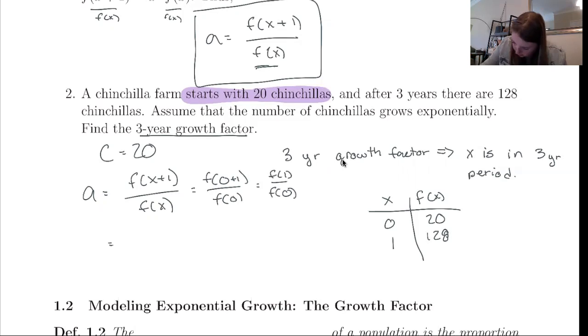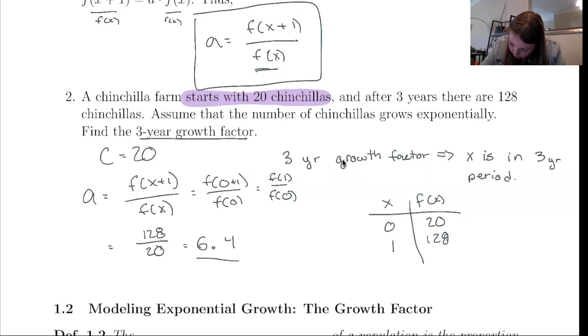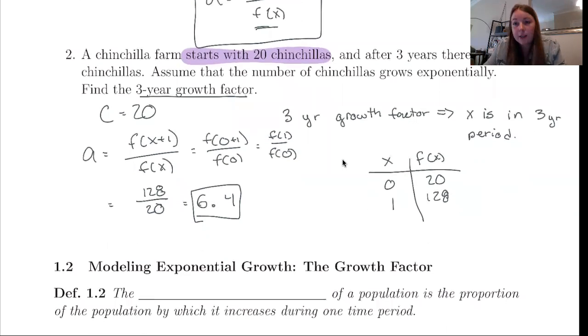All right, we're going to go over here. So this is 128 divided by 20, which should be about 6.4. A good way to remember this is I need A to be greater than 1. If it's not greater than 1, it's going to be less than 1. So if I accidentally flip these around, well, then it's not going to be greater than 1. It's going to be a small number, which I don't want. So there we go. Okay. And that's how we can find the growth factor from just 2 points.